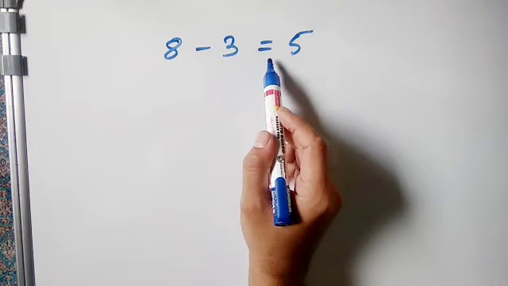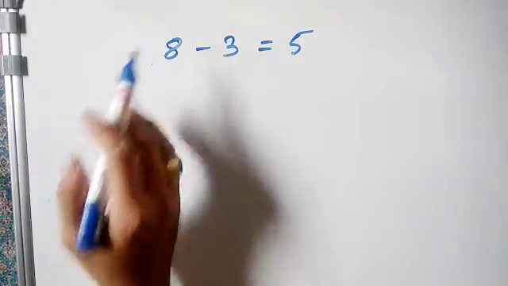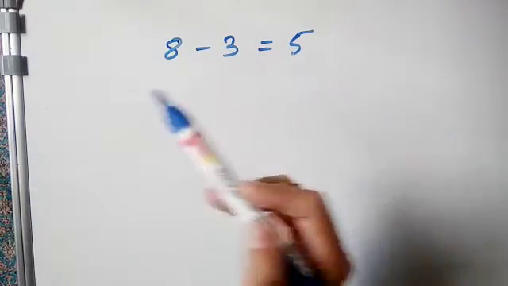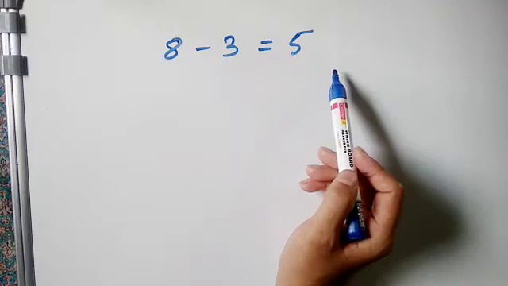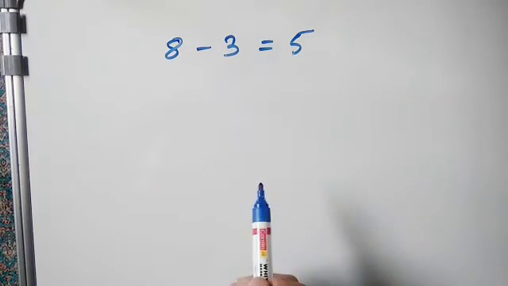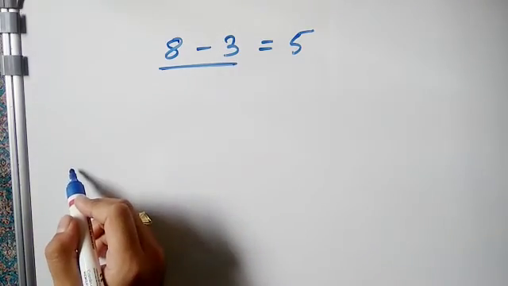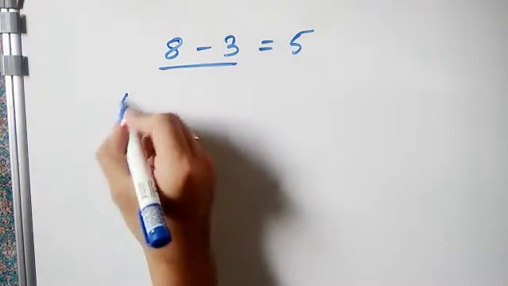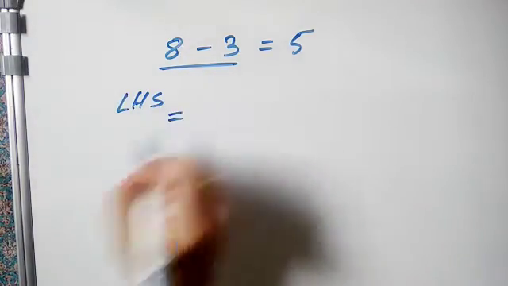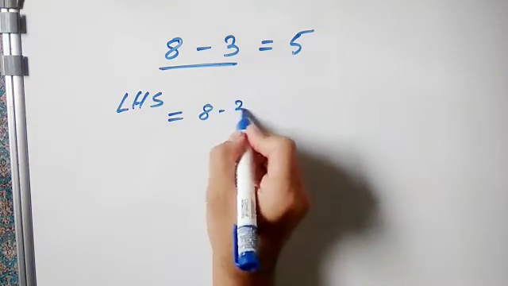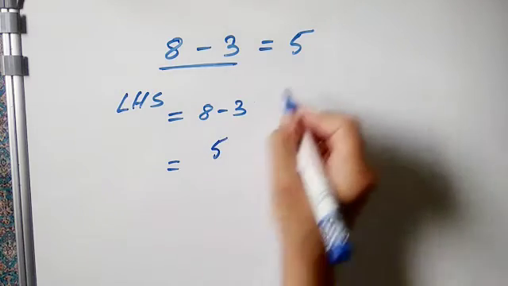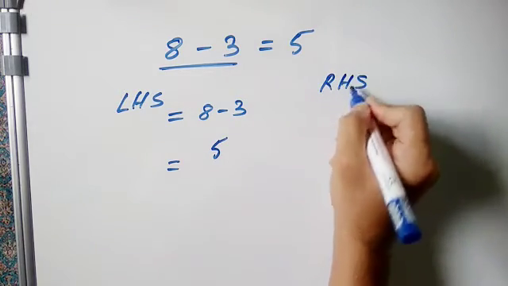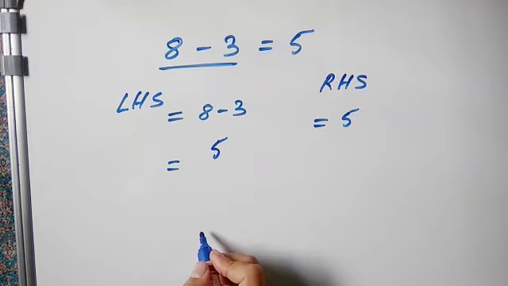And the next rule is that the value on the left side, which we call the left hand side, must be equal to the value on the right side, which we call right hand side. So that means in short we can say that left hand side must be equal to right hand side. So the value on the left hand side is given to be 8 minus 3. So what is 8 minus 3? 5, right? And the value on the right side or right hand side is given to be 5.